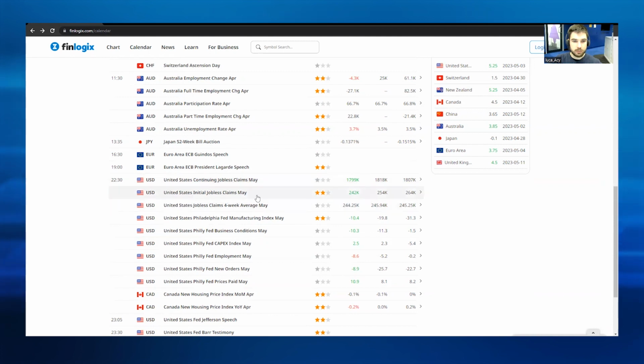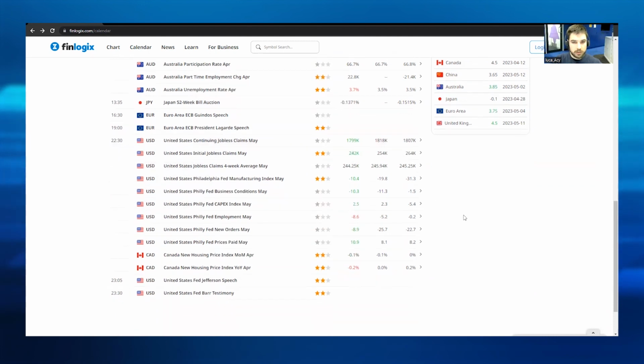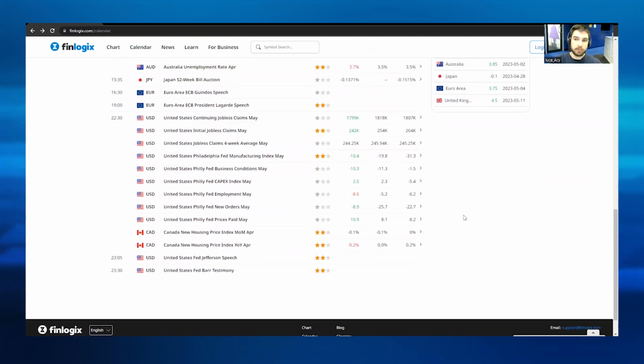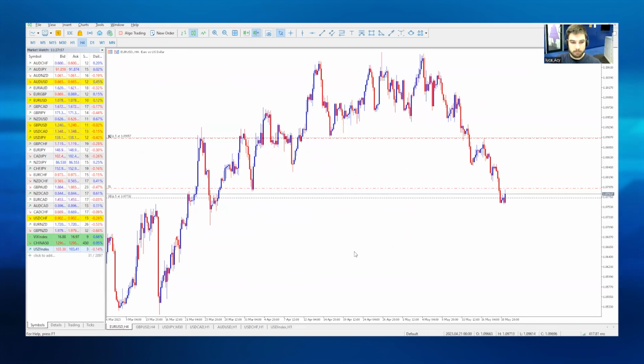Same as here, initial jobless claims for May. They were expecting 254,000, and it came in at 242,000. So much lower than expected. And this is good because people are still on the job. They are not getting off there. So that's fantastic. Right? So this is pretty much why I've been very bullish on the US dollar, and I think it will continue for another week and a half, right?